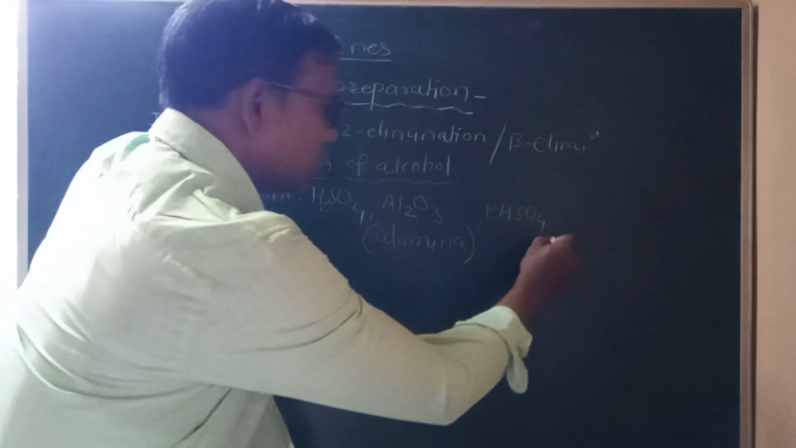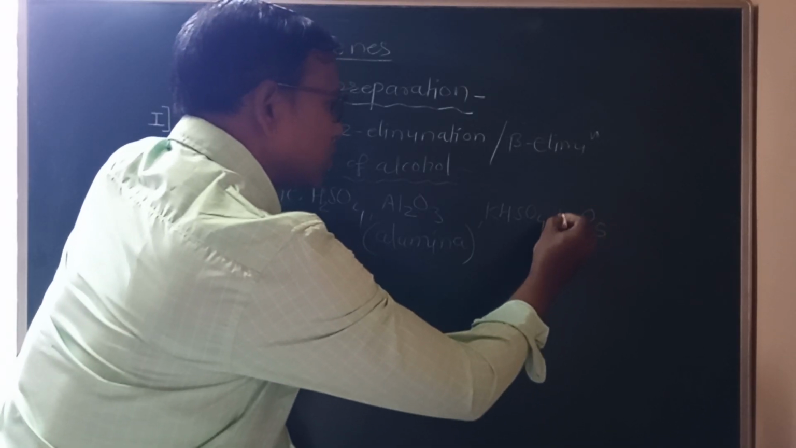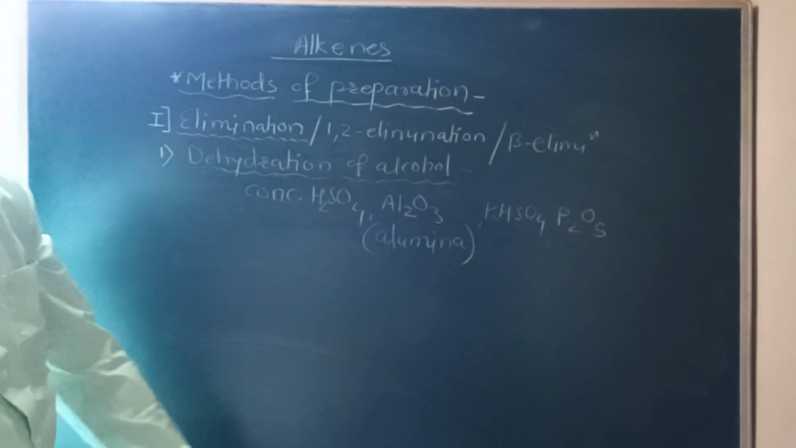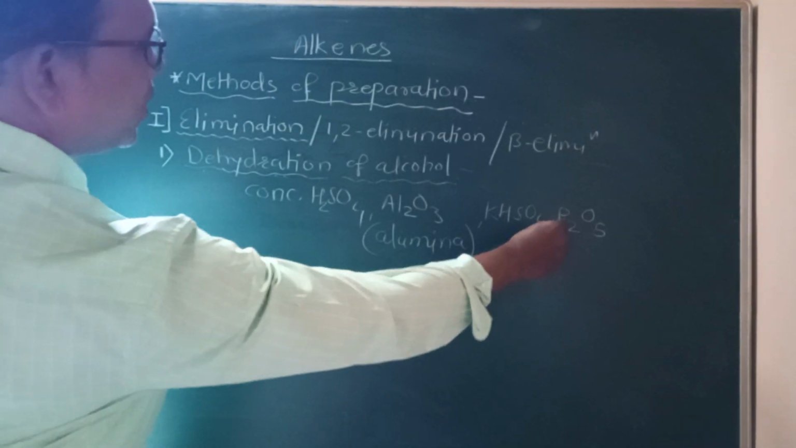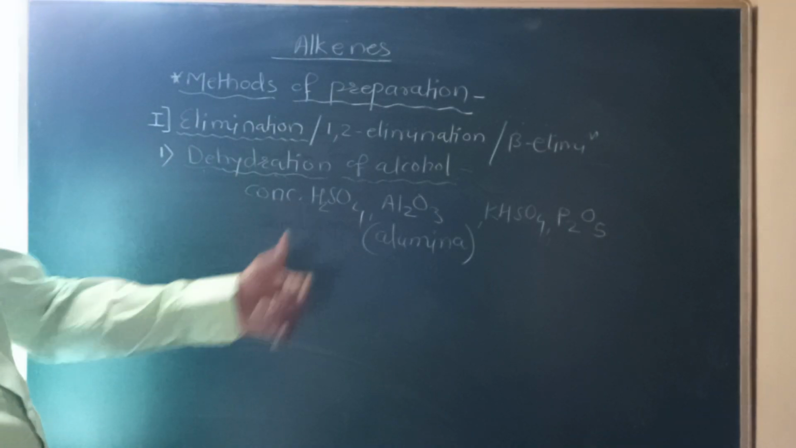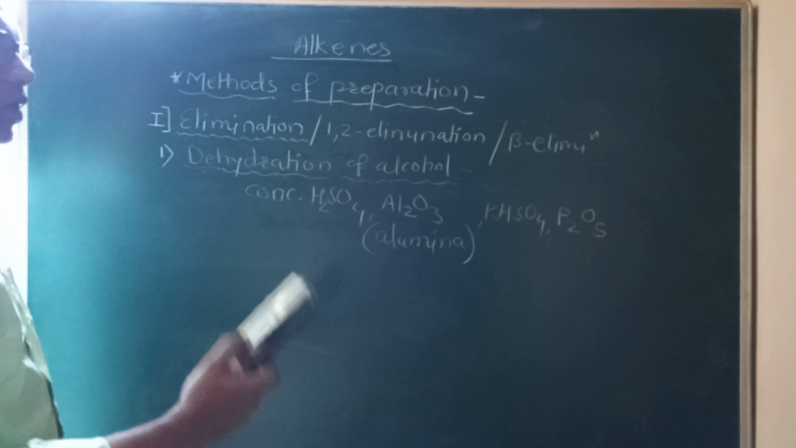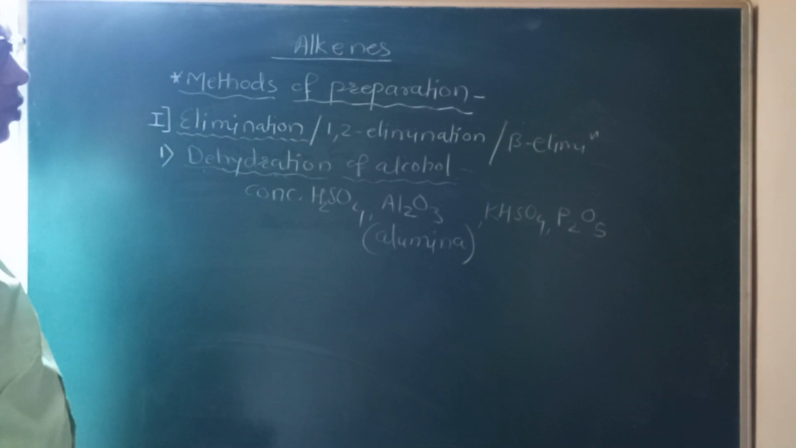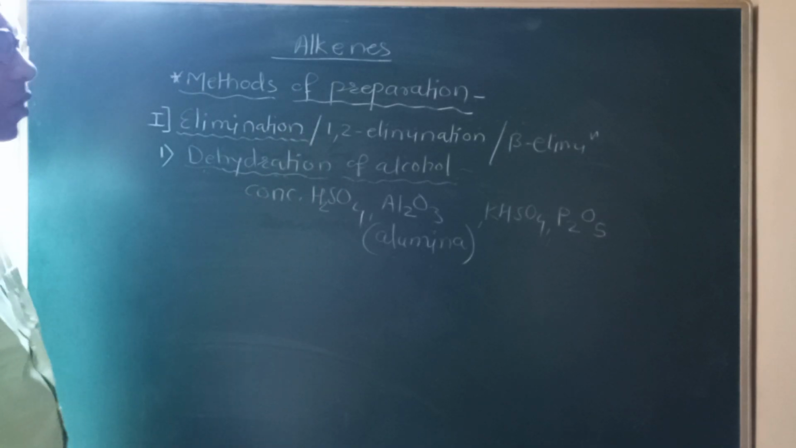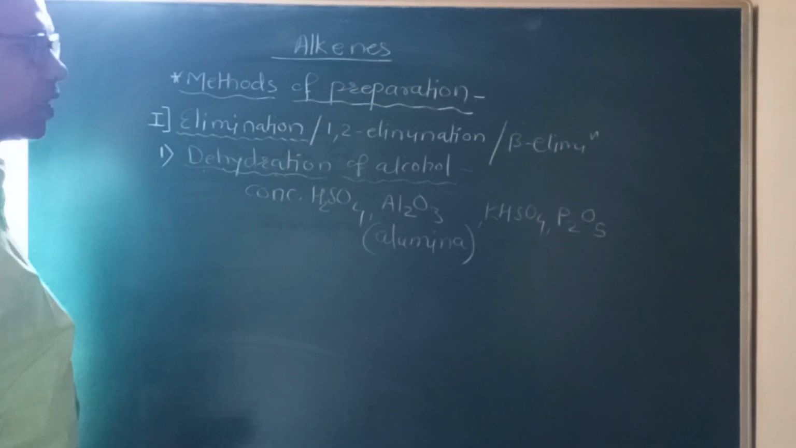Then P2O5 is also there, that is phosphorus pentoxide, diphosphorus pentoxide. Then concentrated HCl is also there. So a number of dehydrating agents are there, of which we'll see dehydration by using these two, concentrated sulfuric acid and Al2O3. Actually, in our 11th standard chemistry textbook, only one dehydrating agent is given, that is concentrated sulfuric acid.